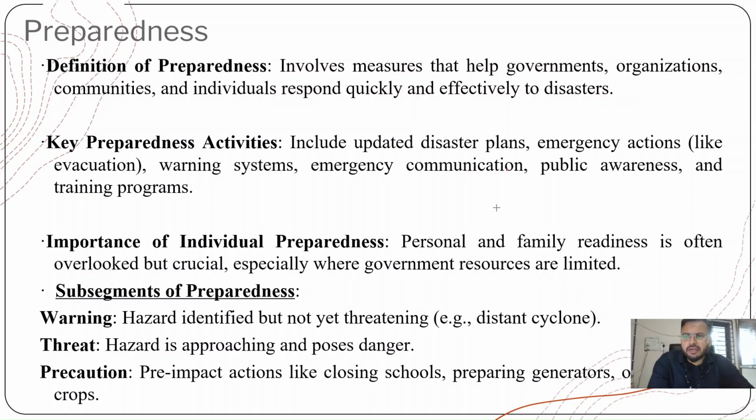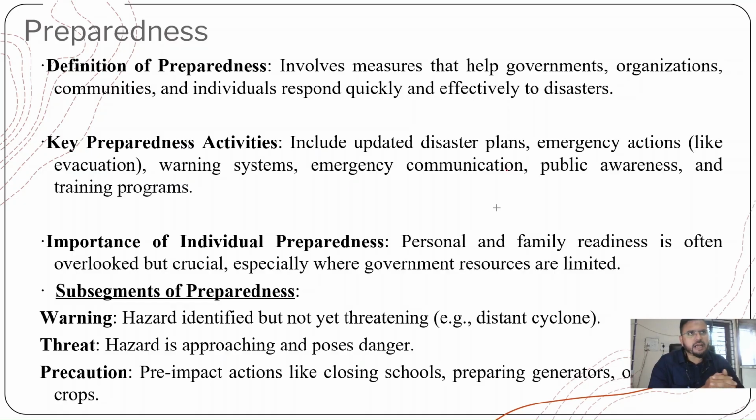Now let us see preparedness. If we say that I am well prepared, it means we are ready to face it. Preparedness involves measures that help government, organizations, communities and individuals to respond quickly and effectively to disasters. What preparedness do we require? Updated disaster plans, emergency actions like evacuation, warning systems, emergency communication, public awareness and training programs. Now what is the importance of individual preparedness? Personal as well as family readiness is often overlooked but very crucial, especially when government resources are limited.